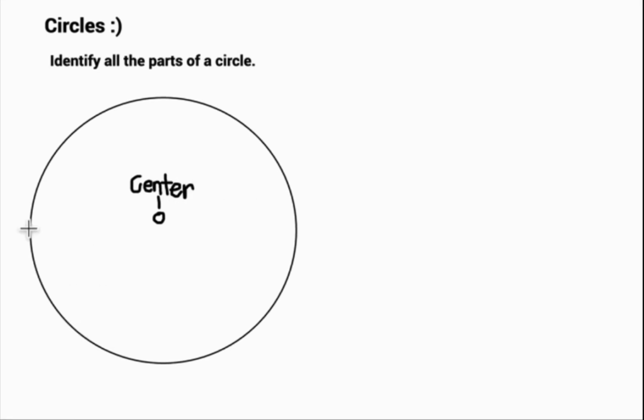So moving on, I'm going to mark our next part of the circle, which is called our diameter. It is basically a line segment connecting 2 points, and it does that by running through the center of the circle.